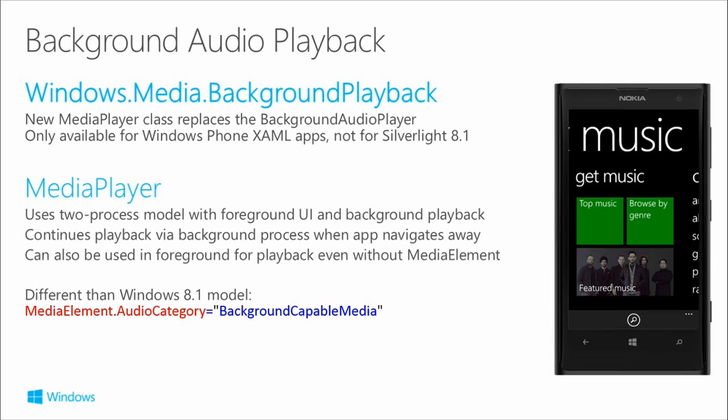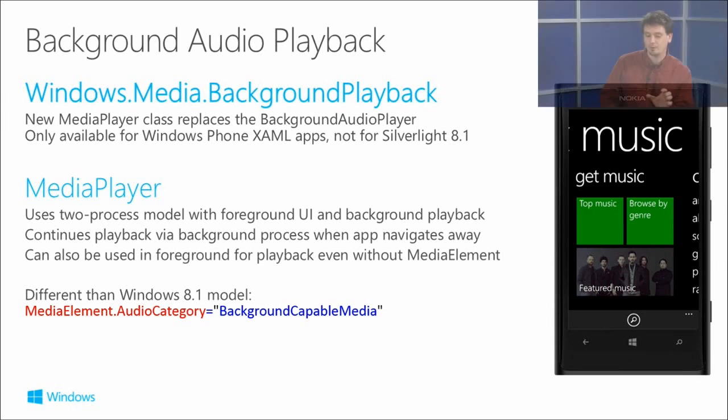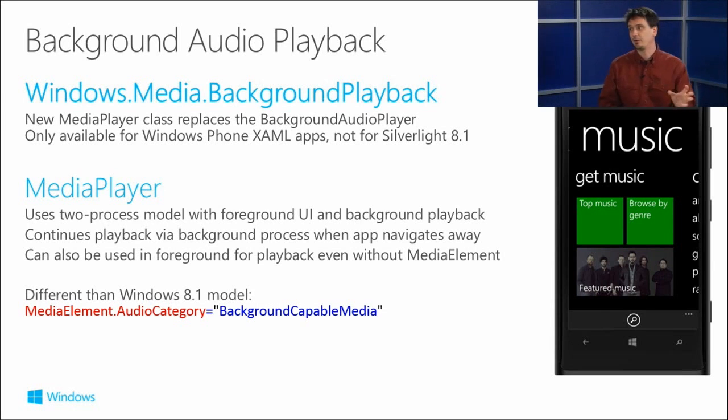So the media player uses this two-process model: foreground UI and background playback. And the playback continues in the background process when the app navigates away. But it can also be used in the foreground for playback, even without the media element. So this is different than the Windows 8.1 model, which uses a media element audio category. We actually use a background audio player.